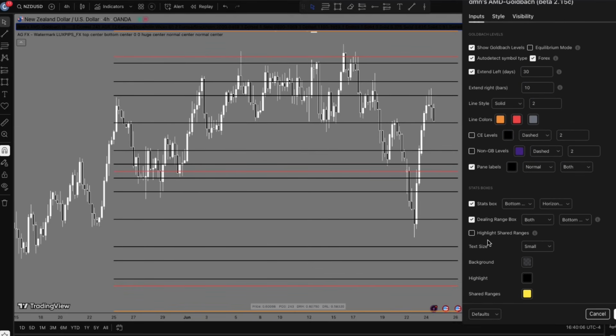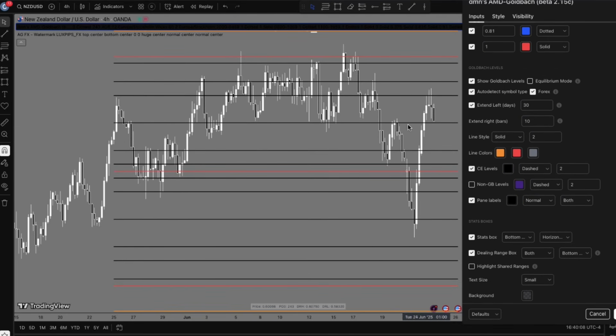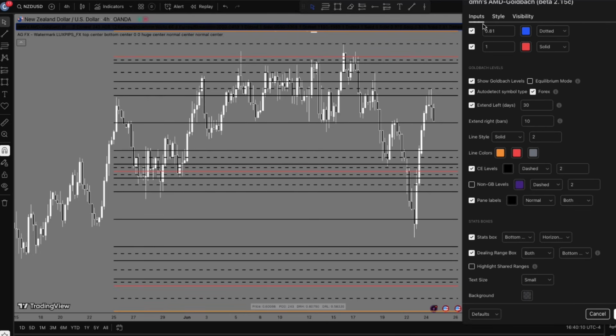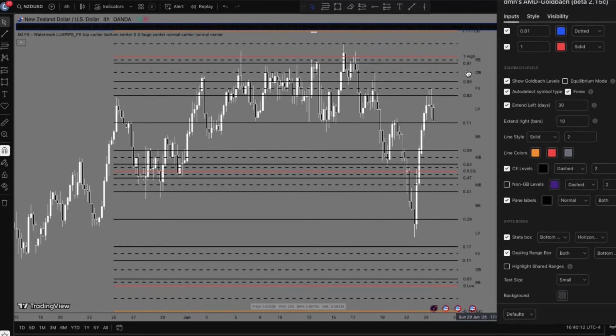I'm going to add in the CE levels. And as you know, the CE levels are the 50% of the Goldbach partitions. But as you can see, the LV and the BR are a little special because those midpoints are non-Goldbach levels, which I have color coded in purple.